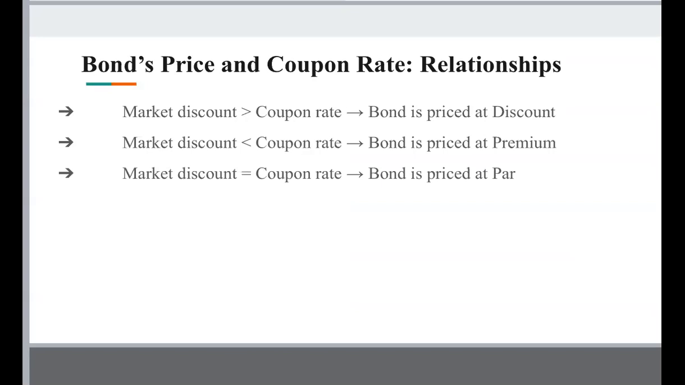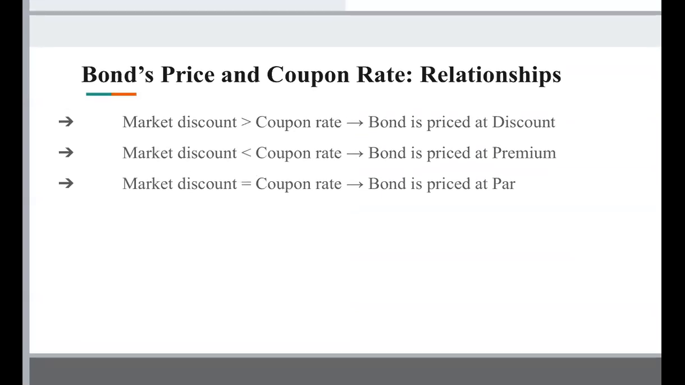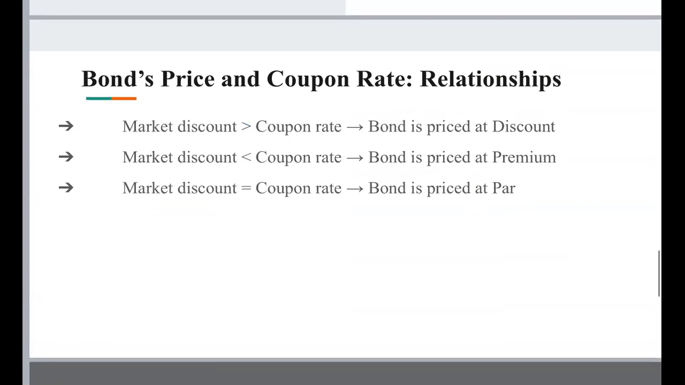YTM is also called the market discount rate. So if the market discount rate is greater than the coupon rate, the bond is priced at a discount, like the previous example. If the market discount rate is lower than the coupon rate, the bond is priced at a premium. If the market discount rate is equal to the coupon rate, the bond is priced at par. So whether the bond is priced at par, at a discount, or at a premium is usually determined by whether the market discount rate is higher than, lower than, or equal to the coupon rate.